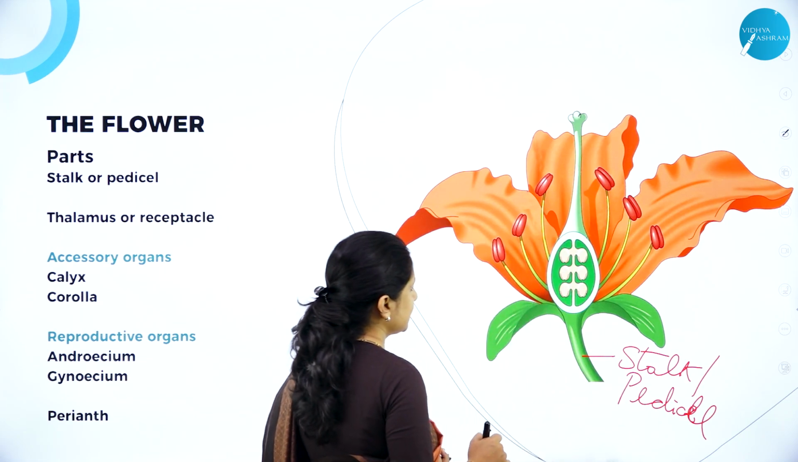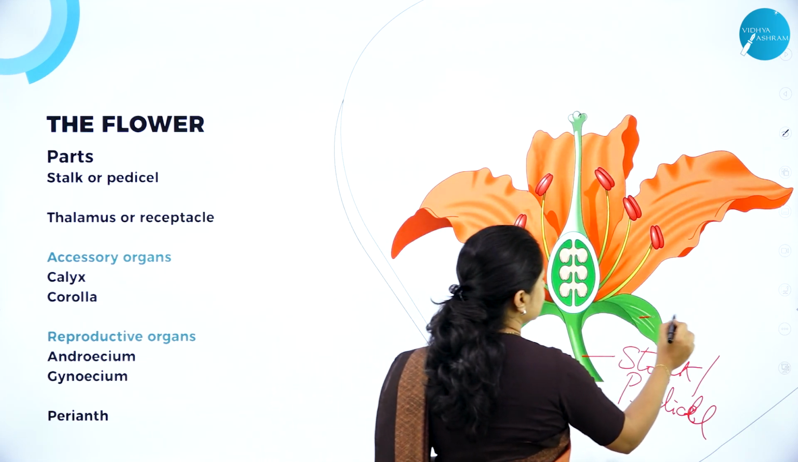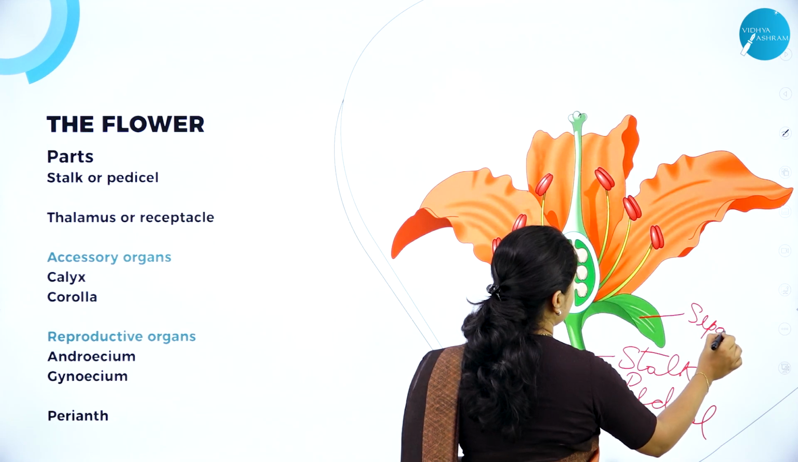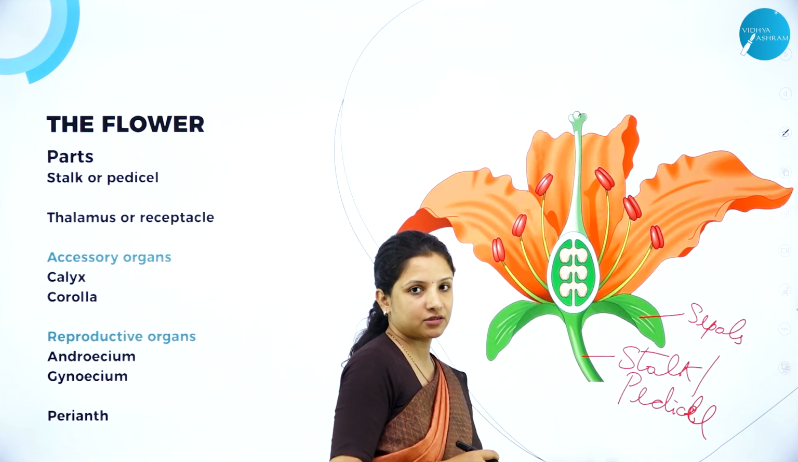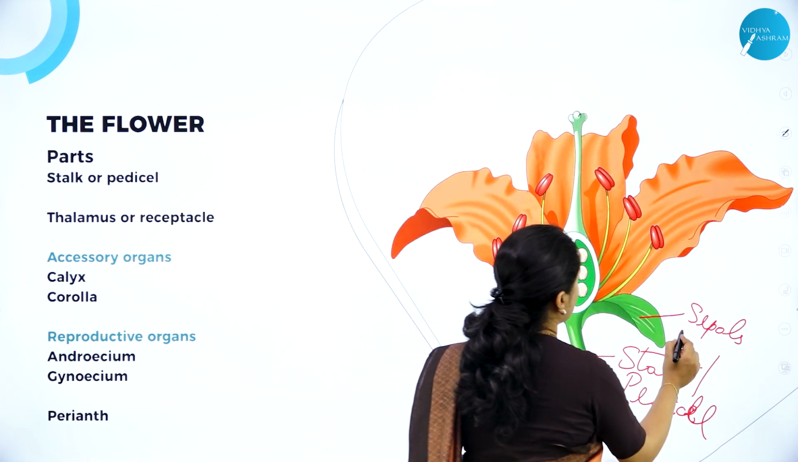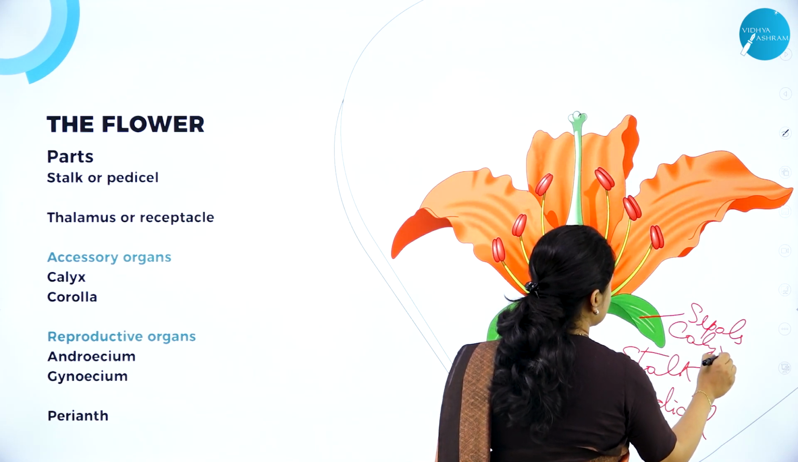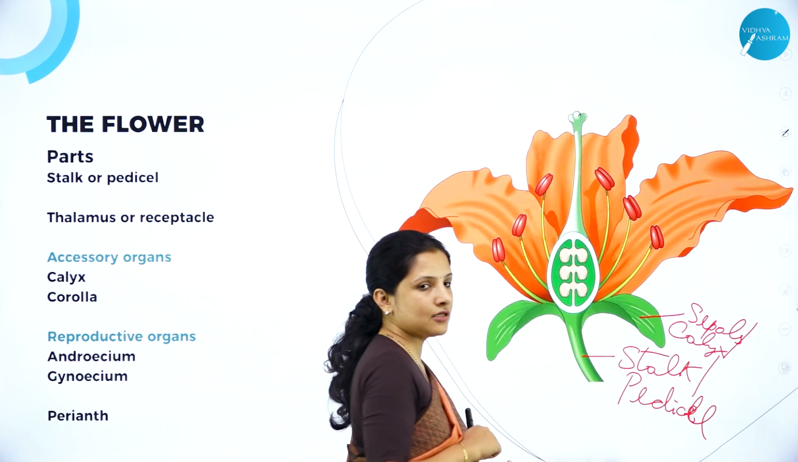Also called as the pedicel. Then after the pedicel comes the sepals. So sepals are small leaf-like structures. They are also green in color, and it is also called as the calyx. So sepals are also called as the calyx.